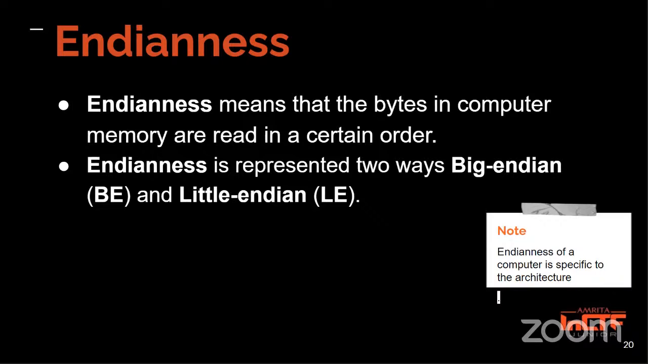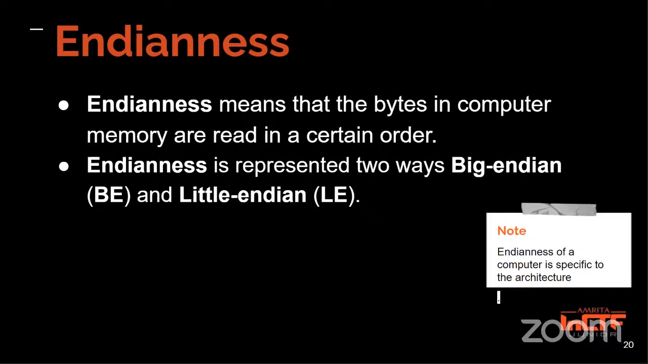There are different languages out there, right? There's English, there's Malayalam, there's Hindi, there's Telugu. In English, we read from left to right. But let's say Arabic, we read from right to left. So there's a difference in the way that we read, right? This is exactly why endianness is needed for computers also.